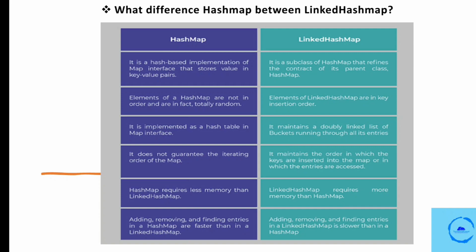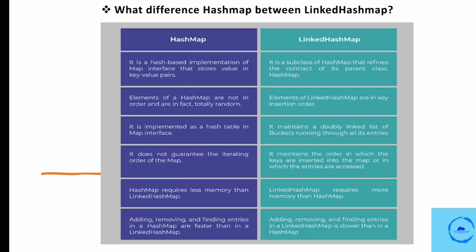LinkedHashMap, on the other hand, extends HashMap and maintains a doubly linked list of the entries in the order in which they were inserted. This allows for predictable insertion order and provides constant time performance for the basic operations, but with a slightly higher overhead due to the maintenance of the linked list.